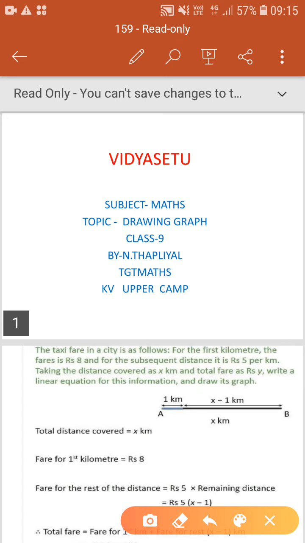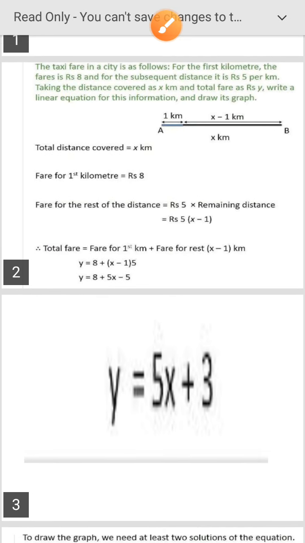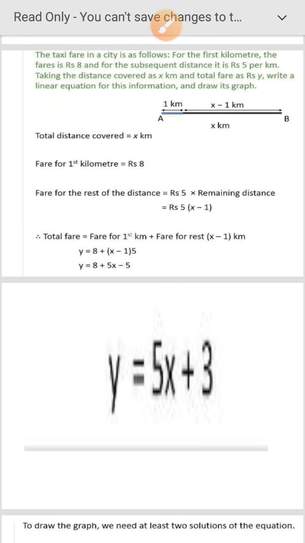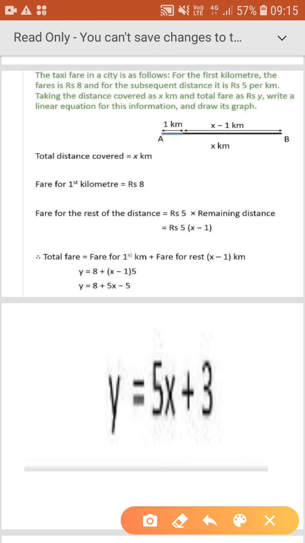The taxi fare in a city is as follows. For the first kilometer, the fare is rupees 8, and for the subsequent distance it is rupees 5 per kilometer. Taking the distance covered as x kilometer and total fare as rupees y, write a linear equation for this information and draw its graph. So you can see that there are two parts. First you have to write a linear equation in two variables and then we will draw the graph.